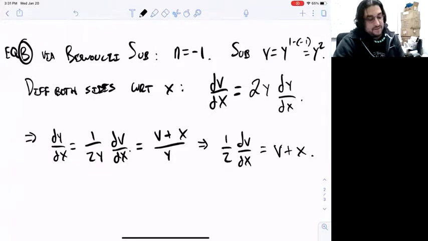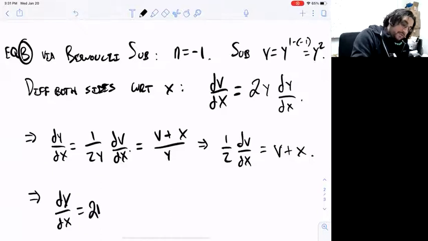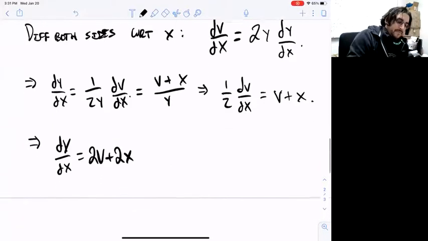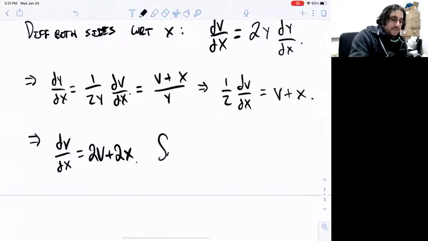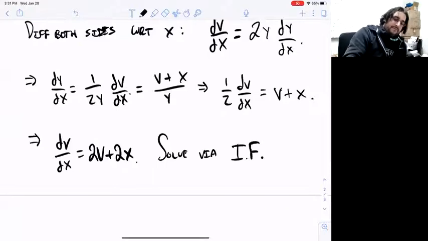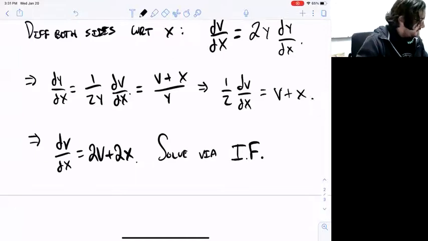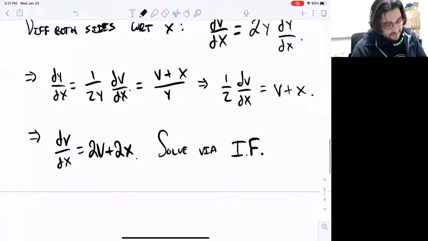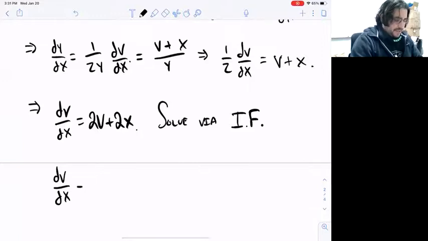Right. From here, my claim is this is linear, and we can use integrating factors, right? So clean it up a little bit by multiplying by 2. And then we have dv dx equals 2v plus 2x. Right. And then we can solve via integrating factors. Right. That process right there of solving by integrating factors, that's what we covered in a previous lesson, and we do the same thing, right?